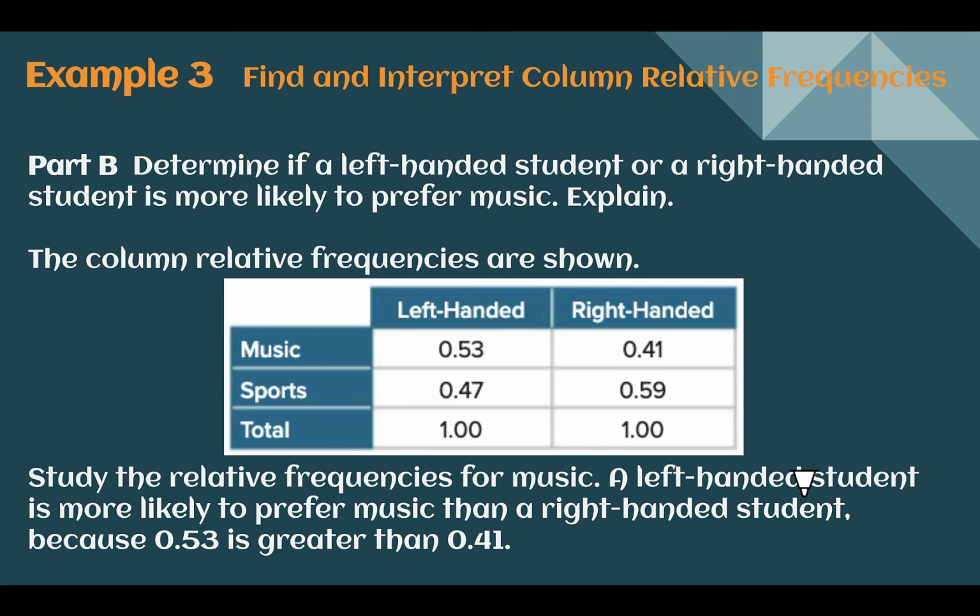Next, let's determine if a left-handed student or a right-handed student is more likely to prefer music. Explain. So here we're given our relative frequencies that we just found. We're looking for more likely to prefer music. So here we're looking at music. Which one is more likely? That one has a higher percentage. So a left-handed student would be more likely to prefer music than a right-handed student, since 0.53 is greater than 0.41.